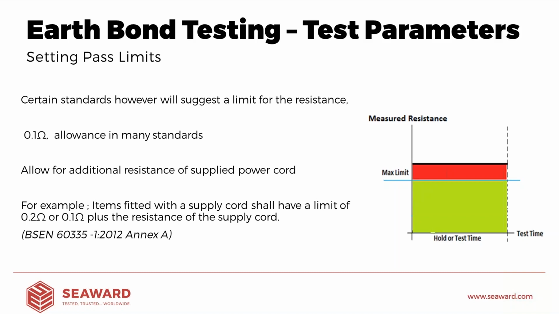In order to do that, we could do it one of two ways. We could set a limit that includes 0.1 plus our calculated resistance of the supply cord, and we can do that via tables. There are typically tables that give us a resistance per meter for any thickness or cross-sectional area of supply cable. Or we could measure the resistance of the cable first, connect it to the product, and then subtract that from the total reading and hope that it's less than 0.1.